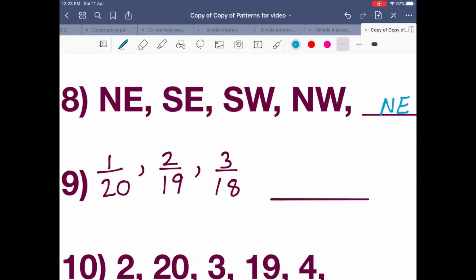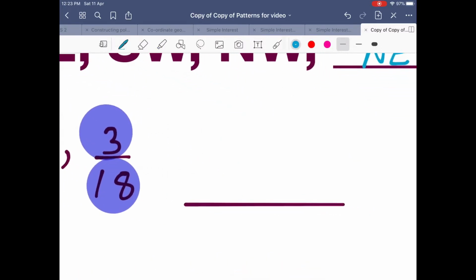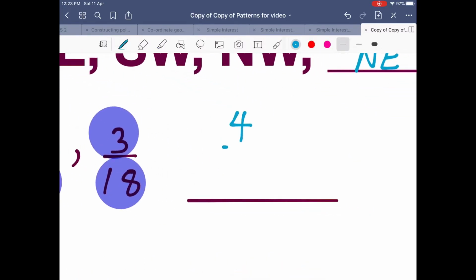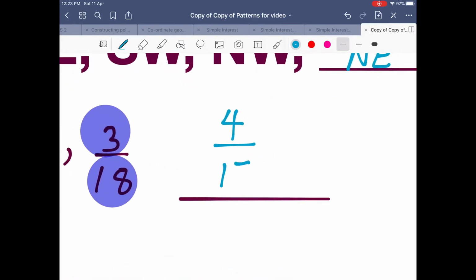Number 9, we are seeing that the numerator is increasing by 1 and the denominator is decreasing by 1. So 3 plus 1 is 4. 18 minus 1 is 17.